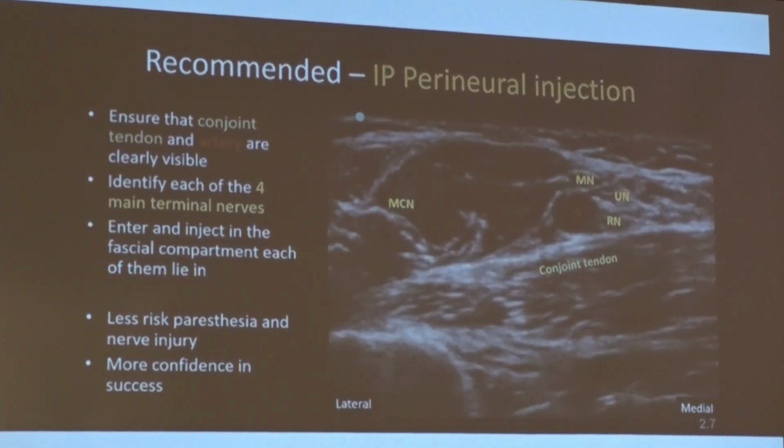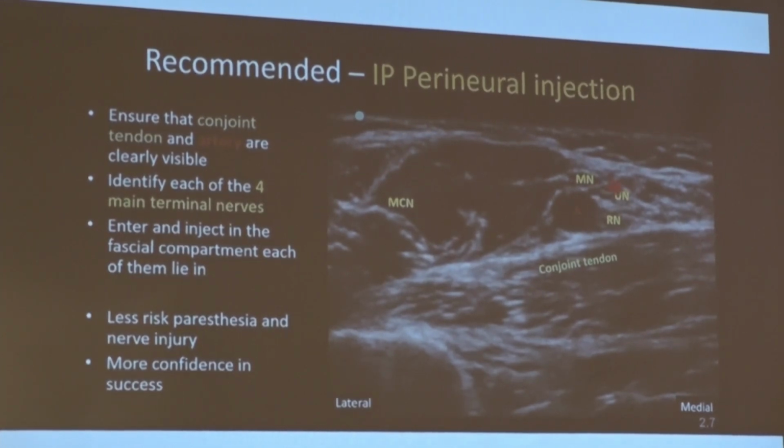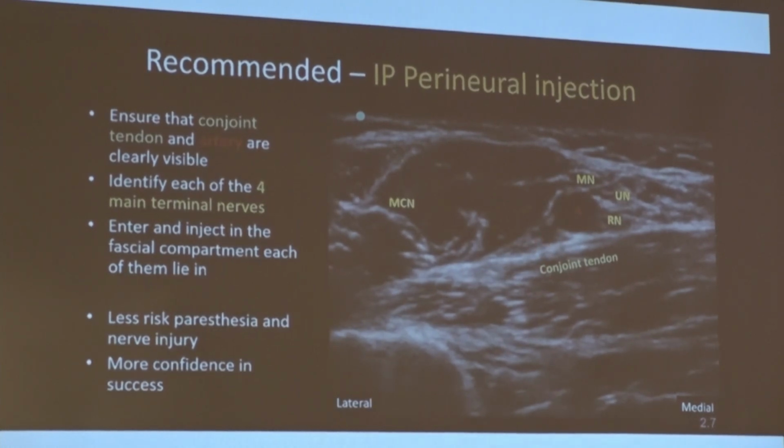Another method you can do is the in-plane perineural injection technique, but in certain patients it may be a bit difficult to see the individual nerves. You can try to find them, but don't waste time. The perivascular technique can also be done, and the success rate is quite similar. You need to identify each of the 4 main terminal nerves and inject into the individual nerves. Again, we start with the radial nerve, followed by the ulnar nerve and median nerve.